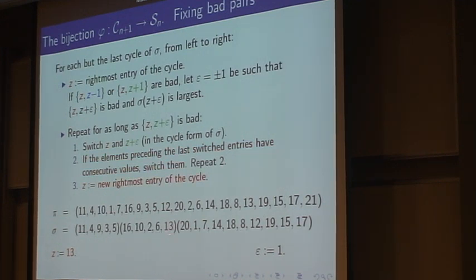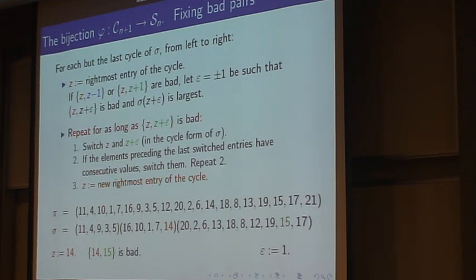But now this 13 with 14, it could be a bad pair, which it is. So I switch them. I look at the preceding entries, 6 and 7, they are consecutive, so I switch them. Now the preceding entries, 2 and 1, are also consecutive, so I switch them. And now, okay, this is okay.